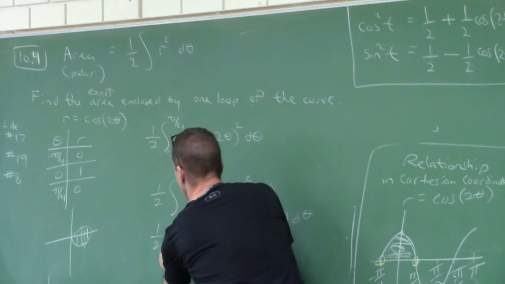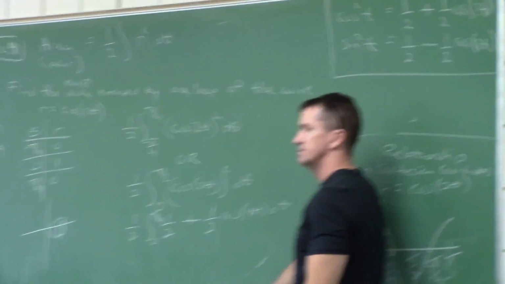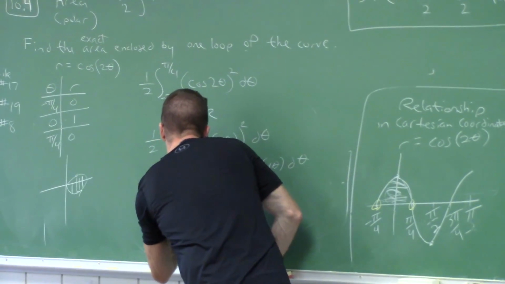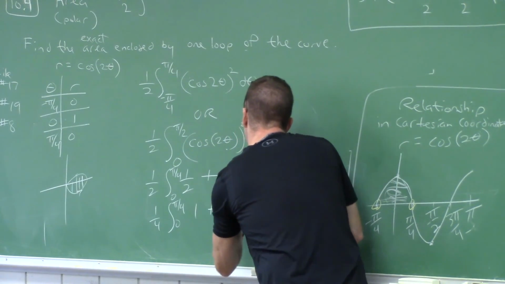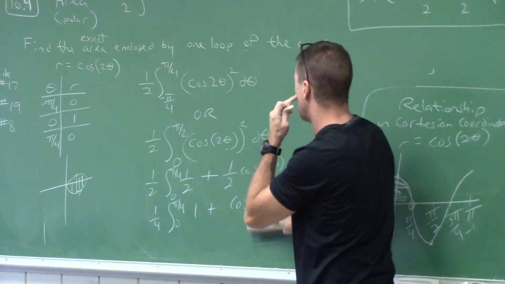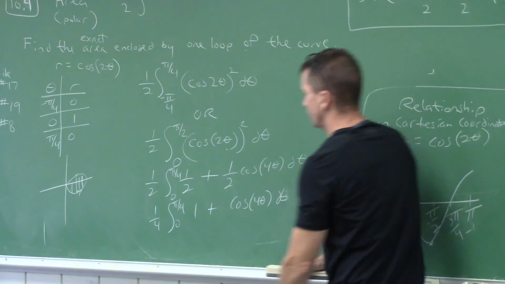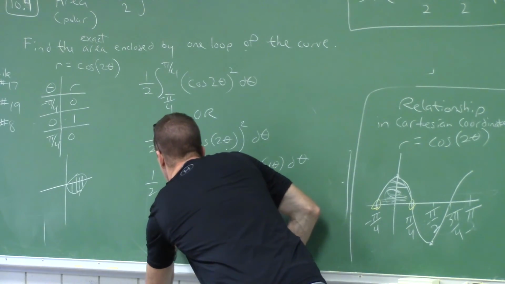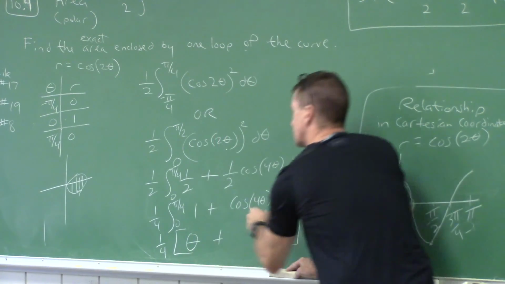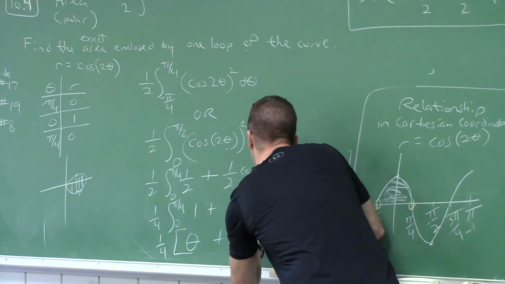My limits are 0 to pi over 2. Now, what are your suggestions? Back up to 1/2? 1/4. 0 to pi over 4. We're rolling. 1 plus cosine 4 theta d theta. All right. What's that integral? I get 1/4. I'll put a big bracket. Theta plus, what's this become? Sine of 4 theta over 4.